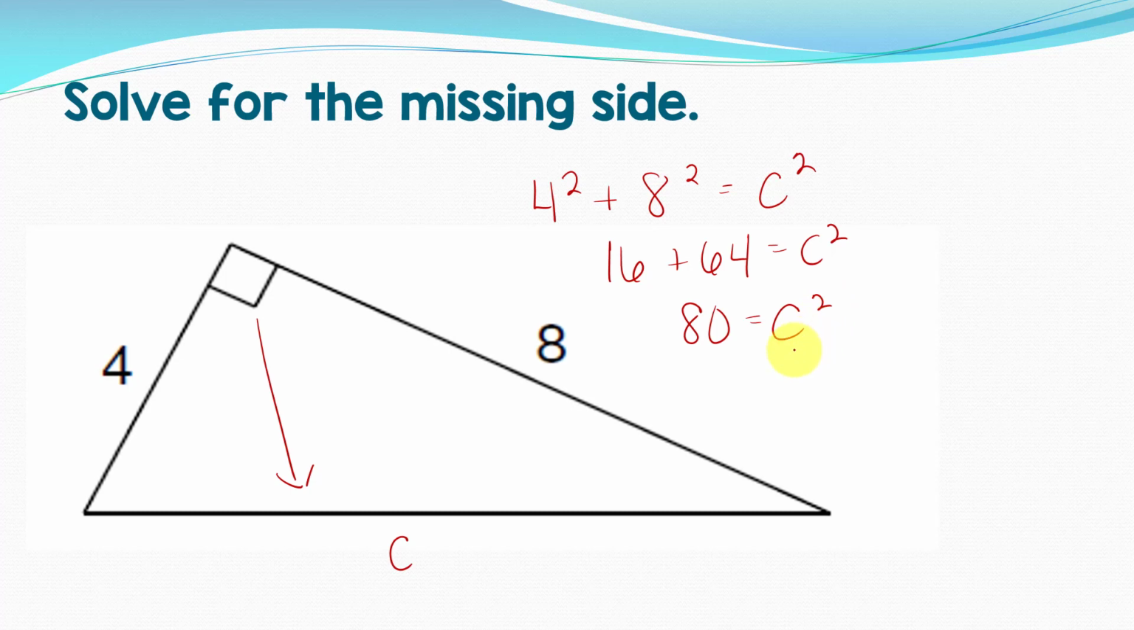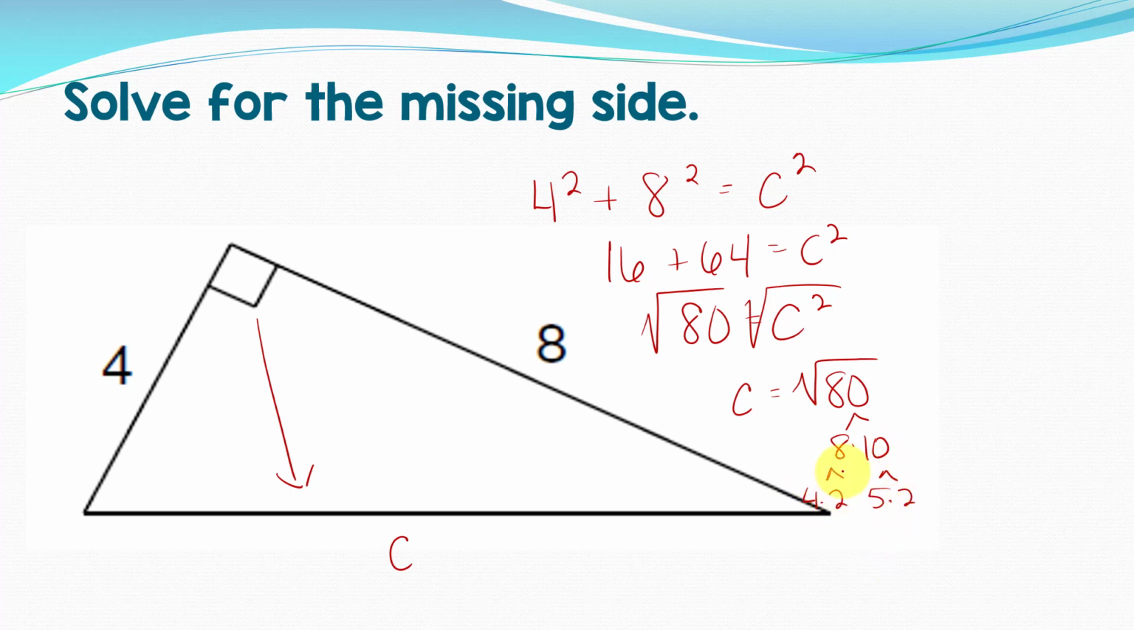Now, in right triangles, typically we want to leave things as a simplified radical rather than a decimal. So I'm going to solve this by taking the square root of both sides, and then I have to think about the square root of 80 is going to be a decimal. So let's write this the other way around. We're looking at square root 80. Well, square root of 80 I know to be 8 times 10. I'm going to start breaking this down and looking for perfect squares.